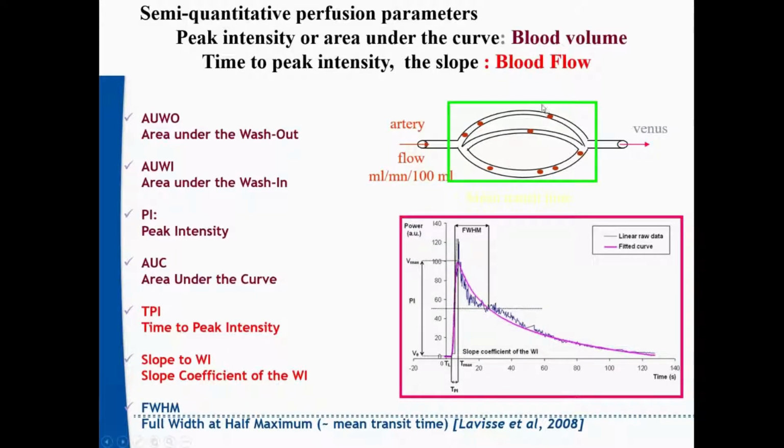So if we try to link the blood volume, the blood flow, and the mean transit time, remember, the blood volume is a percentage of the vessels in the total volume. The blood volume is linked to the peak intensity or the integration under the curve, under the total curve, or under the wash-in or the wash-out. If you are interested to evaluate the blood flow, which perfuses the tumor, the blood flow is linked to the time to peak or the slope during the wash-in.